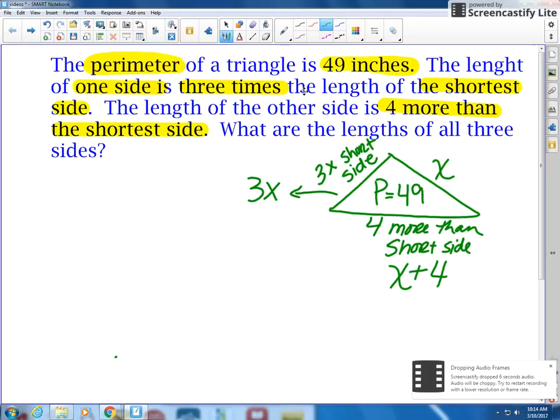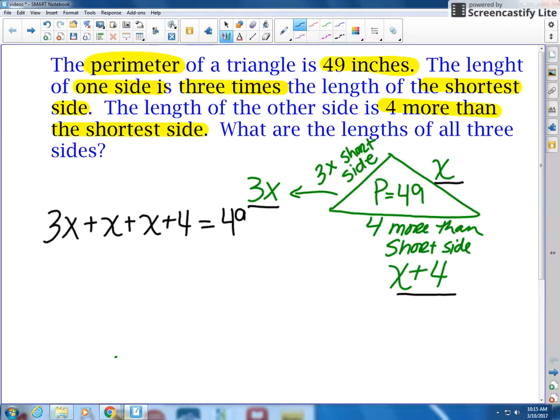Now at this point, you can either do guess and check, or you can do algebra. I like to do algebra because it's just the fastest way to solve the problem. So I'm going to think again. Perimeter means adding up all the sides. So I have a 3x, I have an x, and I have an x plus 4. So if I take 3x and I add the x side and I add the x side plus 4, that all must equal a perimeter of 49.